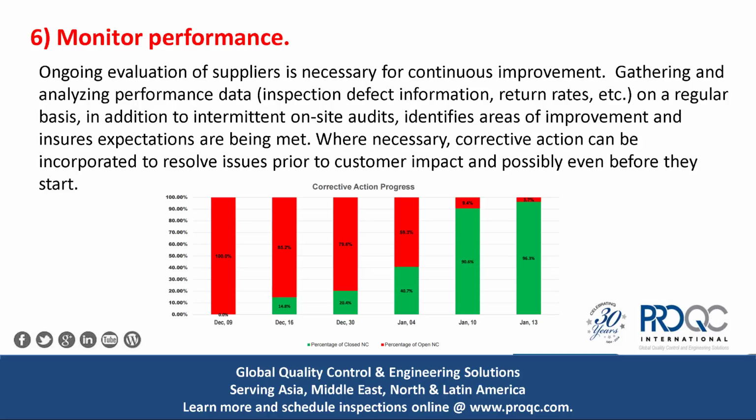6. Monitor performance. Ongoing evaluation of suppliers is necessary for continuous improvement. Gathering and analyzing performance data, inspection defect information, return rates, etc., on a regular basis, in addition to intermittent on-site audits, identifies areas of improvement and ensures expectations are being met. Where necessary, corrective action can be incorporated to resolve issues prior to customer impact and possibly even before they start.